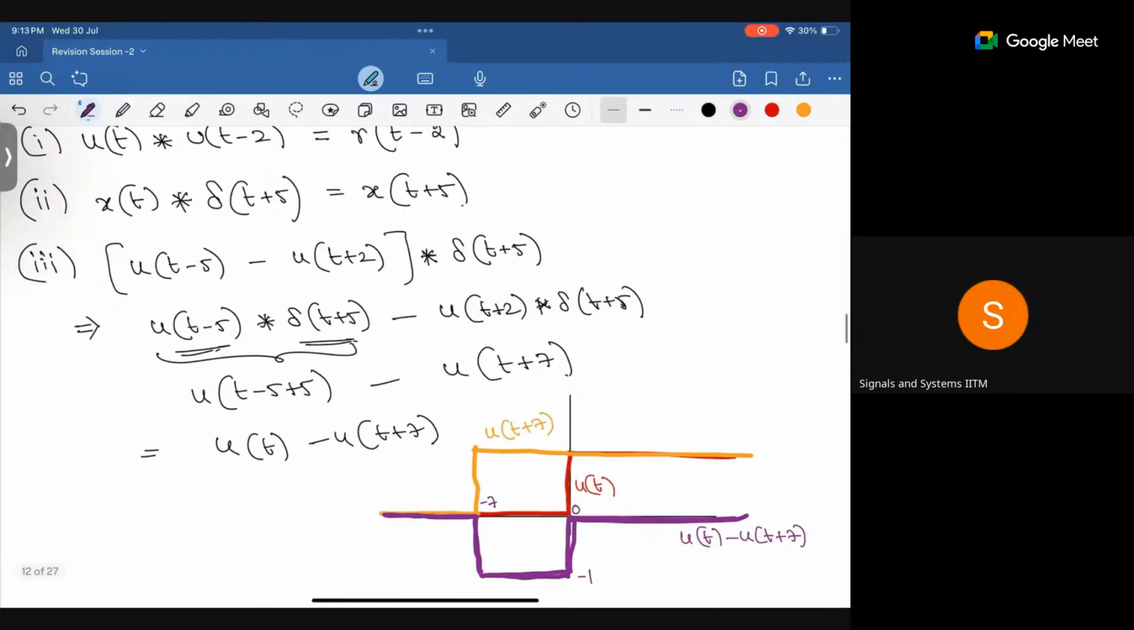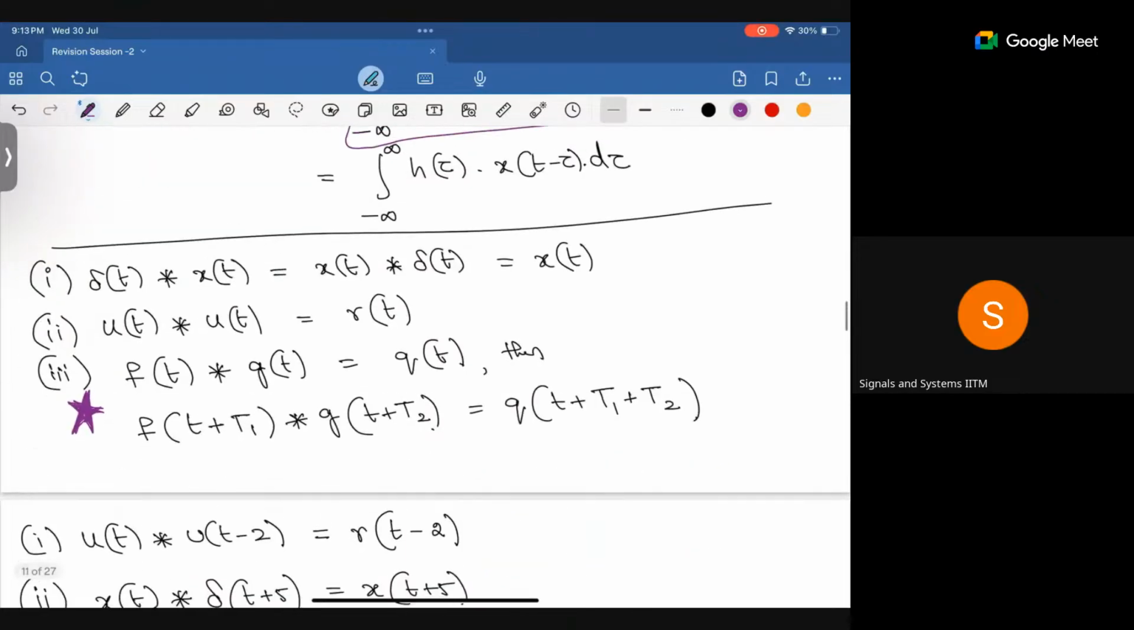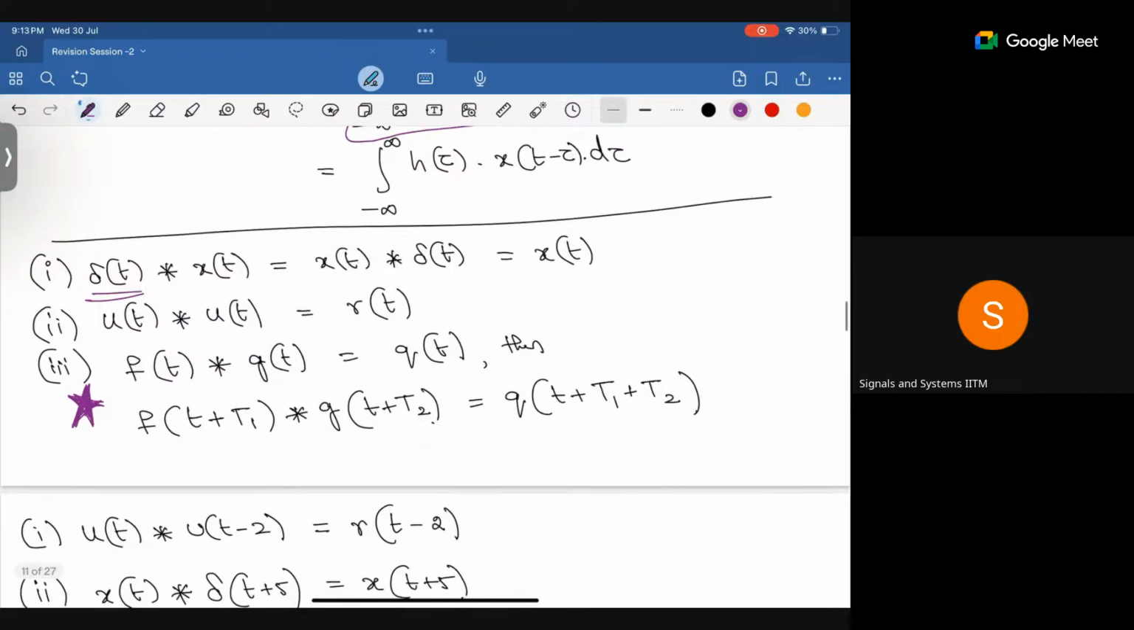This way, you have to use the convolution properties, majorly the distributive property and this one. Everything is important. u of t convolved with u of t, you should know that it is r of t. And anything convolved with delta of t gives back the same signal. So practice more problems related to these properties' usages.